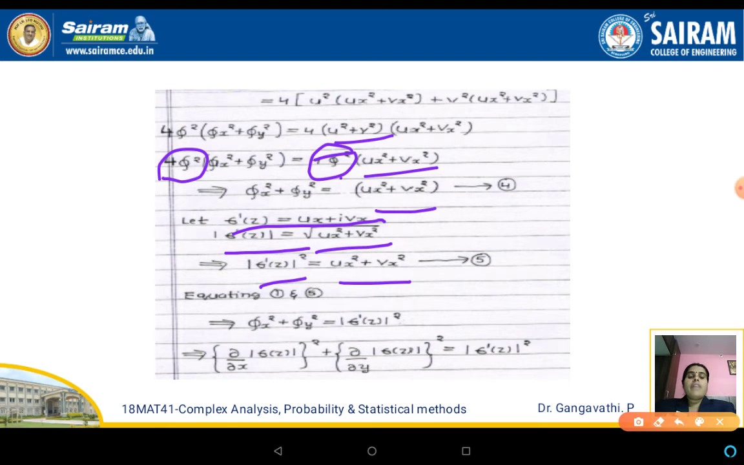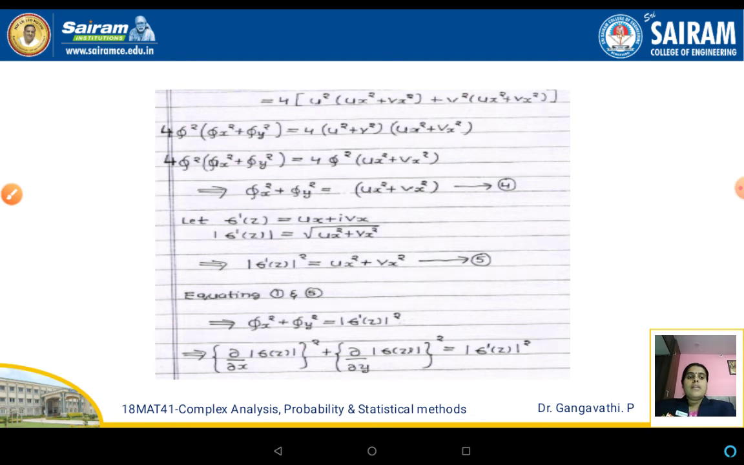Now equation 5 and equation 4, observe your equation 4 RHS is ux square plus vx square, and equation 5 RHS is also ux square plus vx square. So since the RHS of both the equations are same, we can equate the LHS of both equations. So we get (phi x) whole square plus (phi y) whole square which is equal to modulus of f dash of z whole square. What are phi x and phi y? Dou phi by dou x of mod of f dash of z, and dou phi by dou y of mod of f dash of z, and on the other side we have modulus of f dash of z whole square. So this is how you need to prove the result.